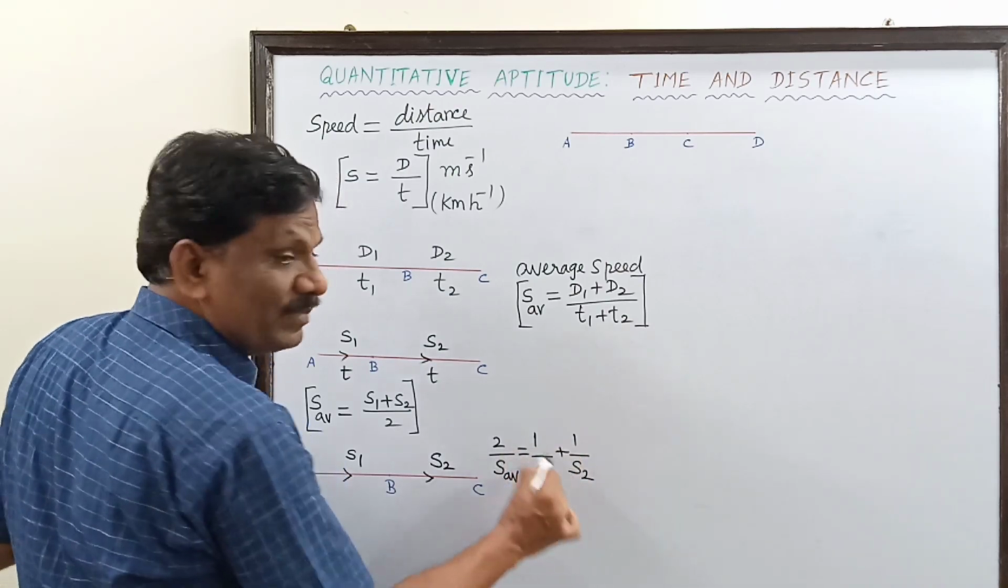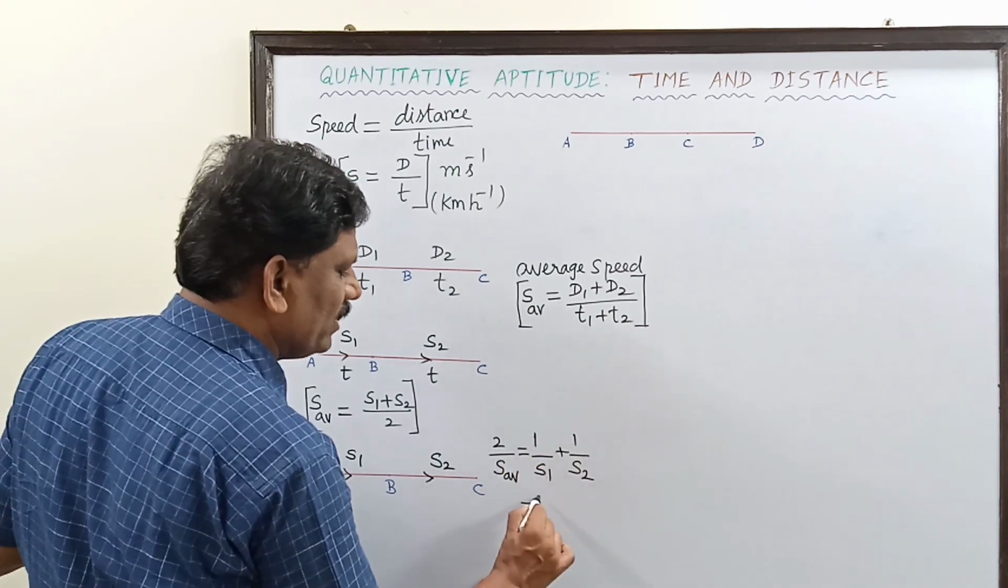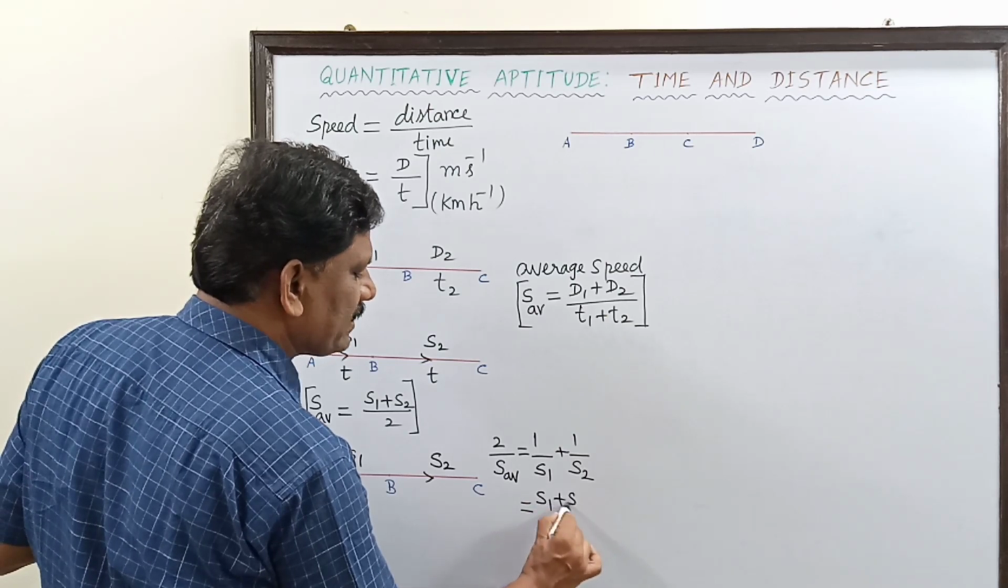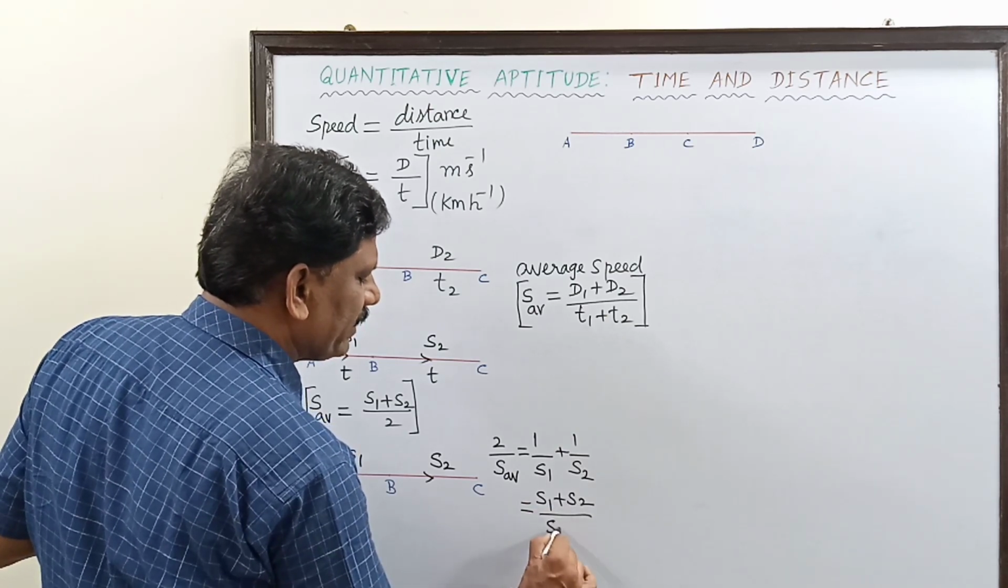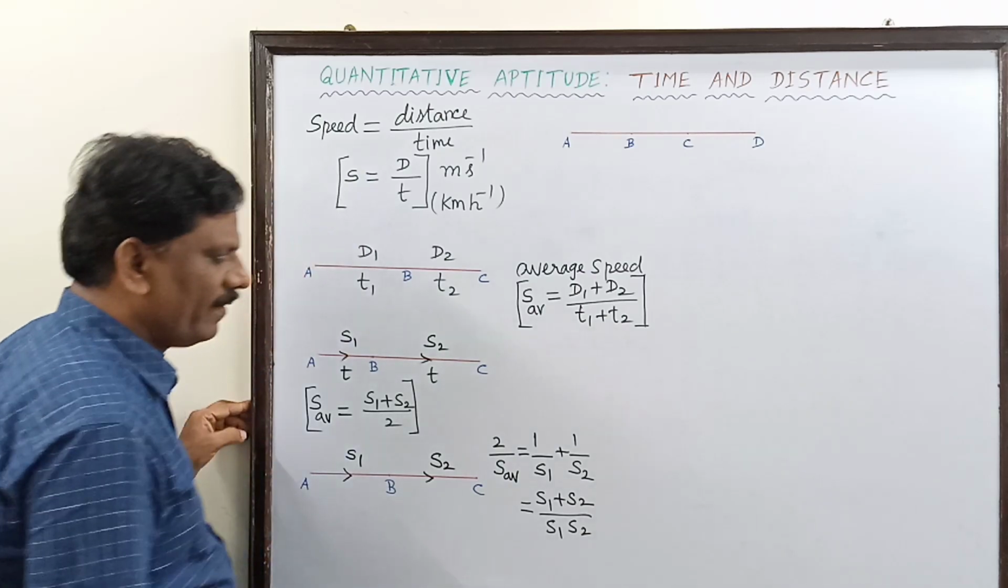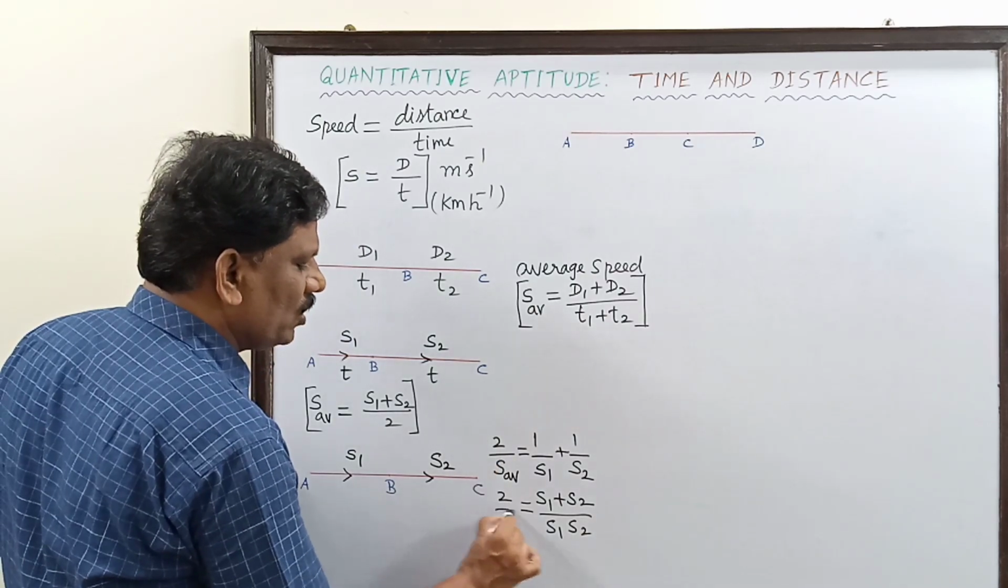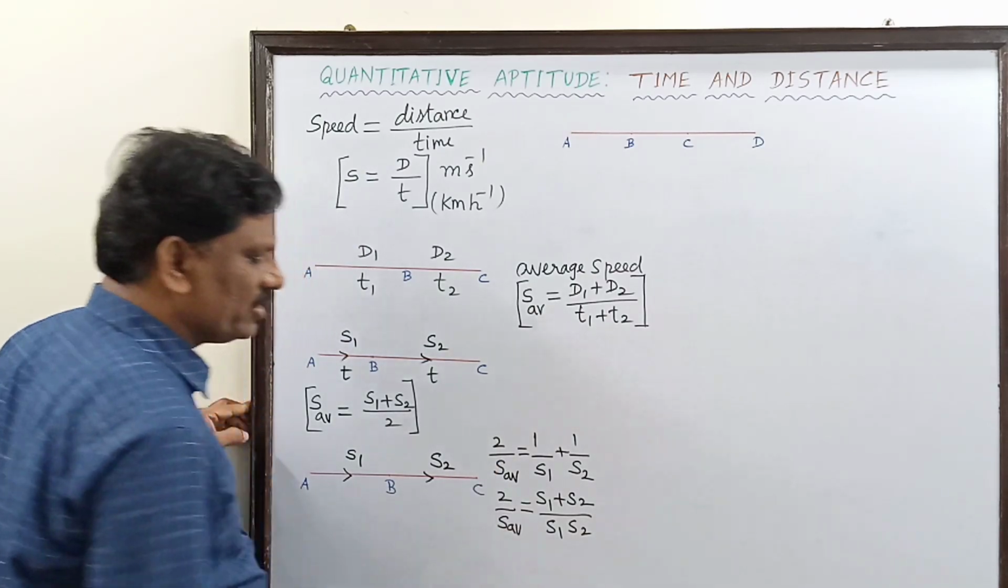Cross multiply: S1 into 1 plus S2 into 1. So this will be what? S1 plus S2 divided by S1 into S2. So the left hand side is what? 2 divided by S average.